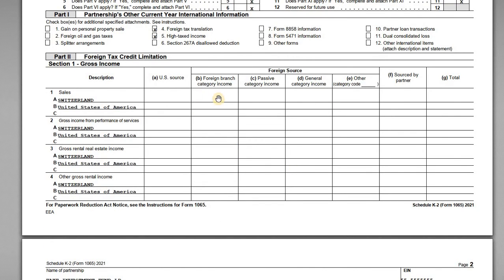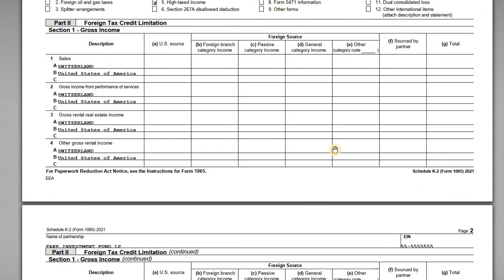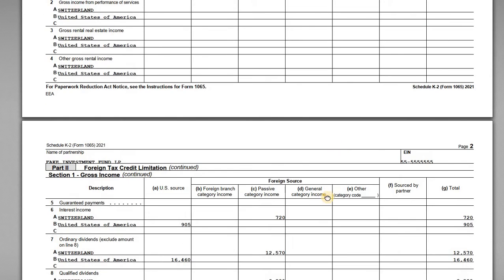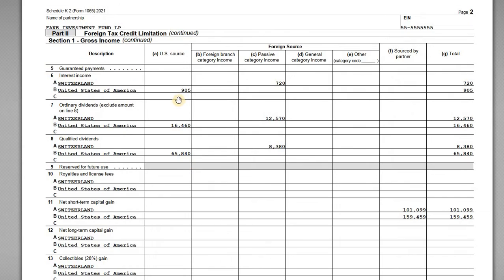So Part 2, Section 1, the gross income, this is where we start to fill out the U.S. versus foreign source items. So when we look at Part 2, Section 1, let's start with the interest, right? So the interest, this is pretty straightforward, right? We're separating interest on line 6 into the various categories, moving left to right. So is it U.S. source? Is it foreign source? If so, what category income? Passive category income is what we're going to have here with interest, dividends, rents, things like that.